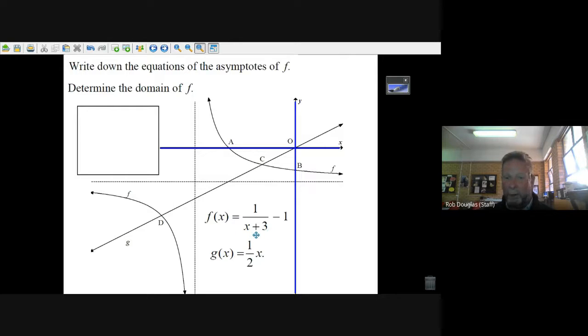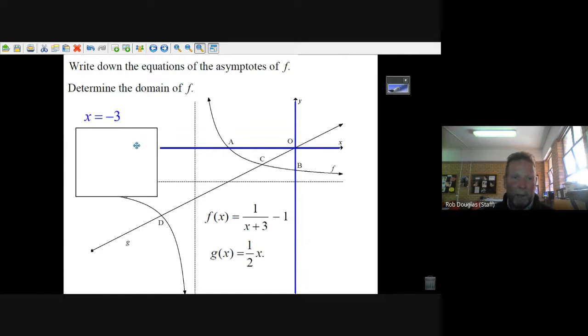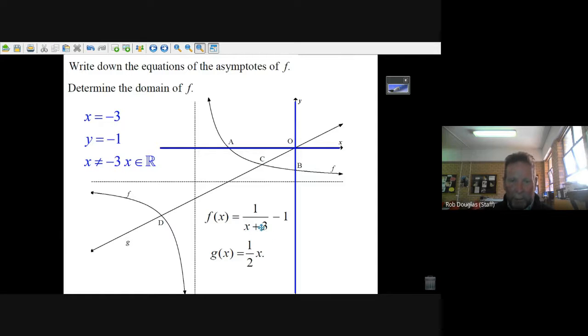And you just have to learn this. If you want to find this dotted line that goes straight across here, it's y equals this number here, y equals minus 1. That's called your horizontal asymptote. And the opposite of this number plus 3, minus 3, x equals minus 3, that's called the vertical asymptote.